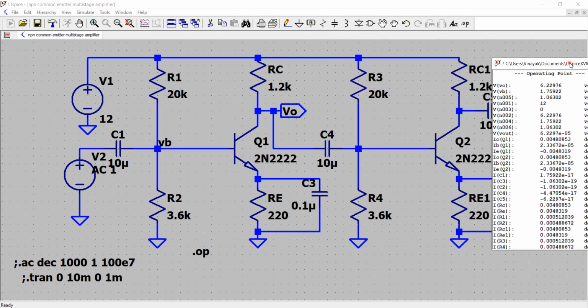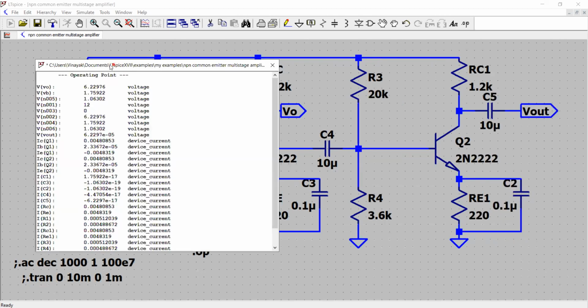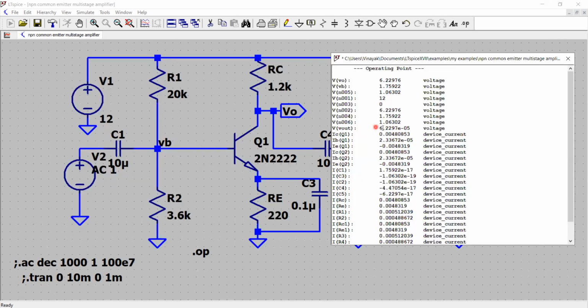So I have to verify what net is that. I haven't labeled many other nets, but the most important thing, I want to just ensure in which region my transistor is biased. Okay. So this is V of V out. So it is nearly 0. It's like microvolt, as you can see there. So let me show you what we can do with that. Okay, just a minute.